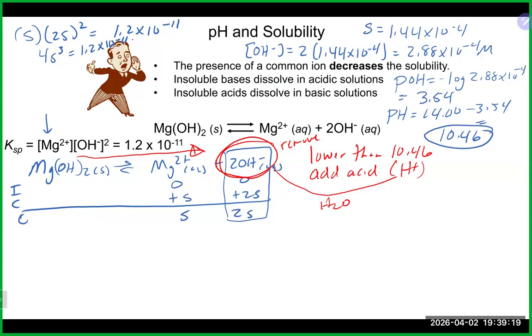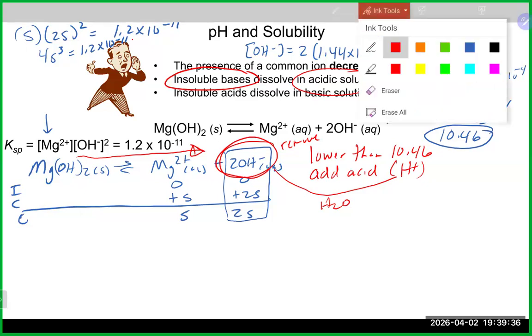That is what it means up here when it says insoluble bases are soluble in acidic solutions, because what you're going to do is remove hydroxide from that solution by adding an acid, and that's going to cause the equilibrium to shift to the right and cause it to dissolve more.